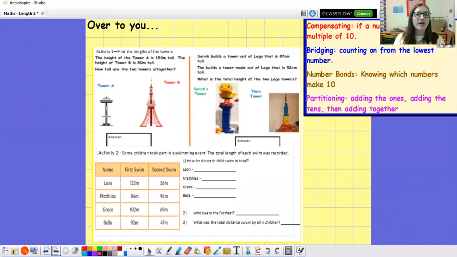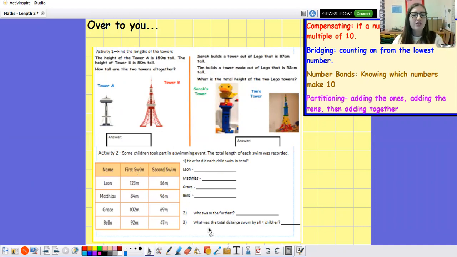Okay, year 3, I think you're ready to have a go at the first 2 activities. So for the first activity, you're just going to find out what the total height of the towers are. And for the second activity, you've got some children who've taken part in a swimming event. You've got to tell me how far did each child swim in total. So for Leon, you need to add his first swim together to his second swim to find out his total swim. For Matthias, you're going to add his first swim to his second swim to find out how far he swam. And then using that information, you're going to tell me who swam the furthest.